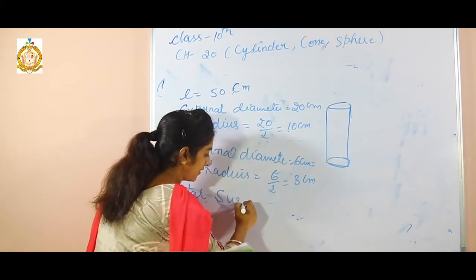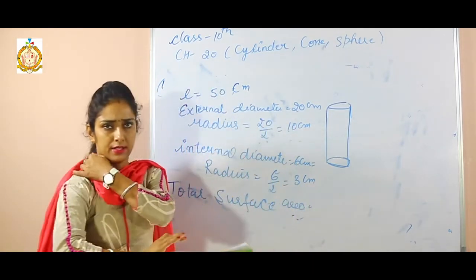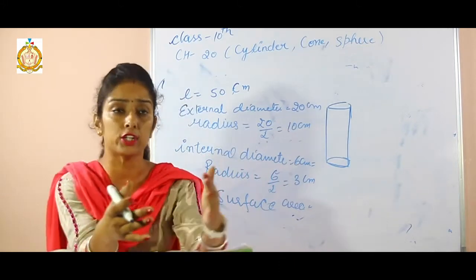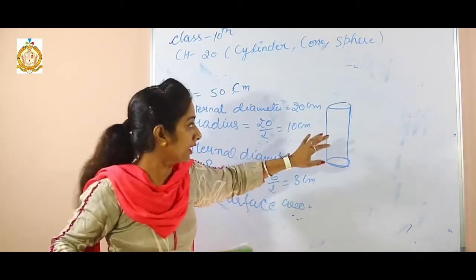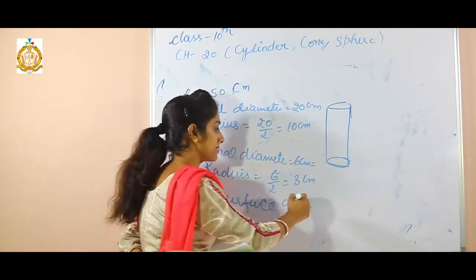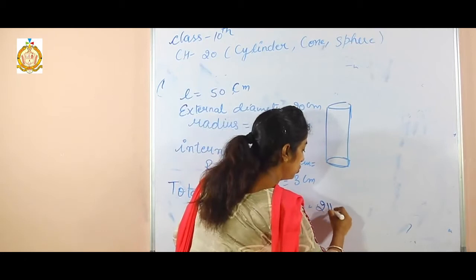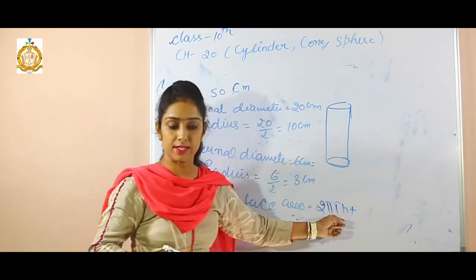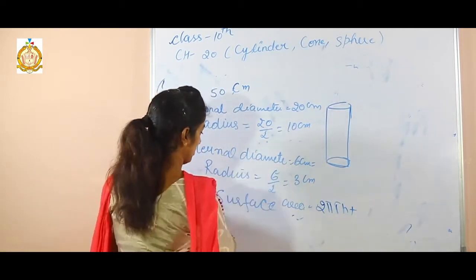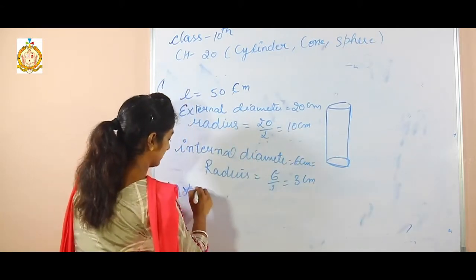Now total surface area, see students, this is like a cylinder, right? This pipe is like a cylinder, its shape is cylindrical. Now we have to find the total surface area of this pipe. It means it has two circles and one curved surface area. So we can say that it's 2 pi r h, that is the curved surface area.